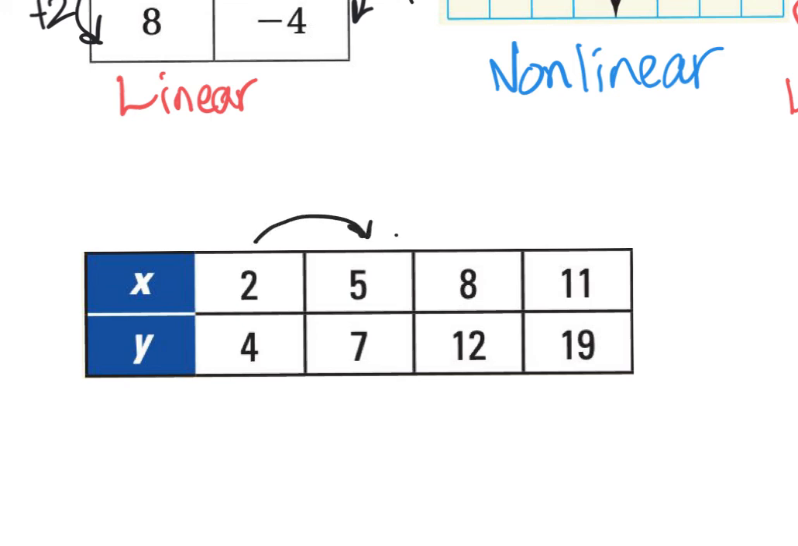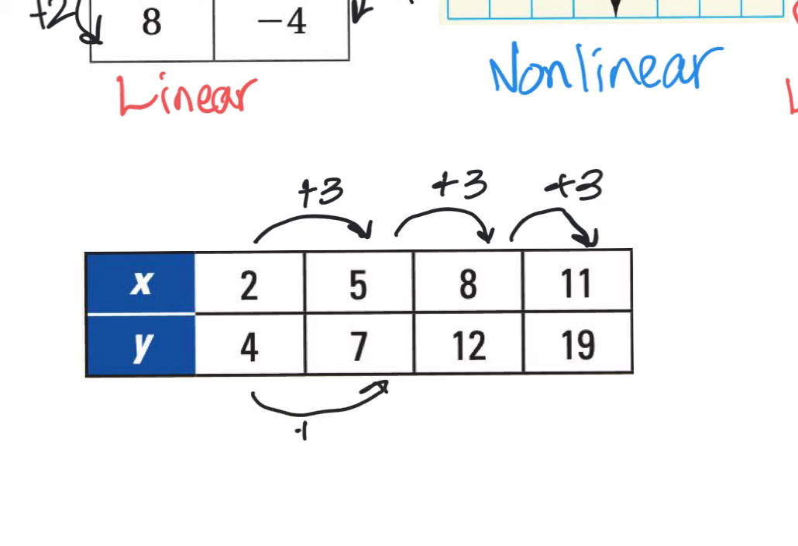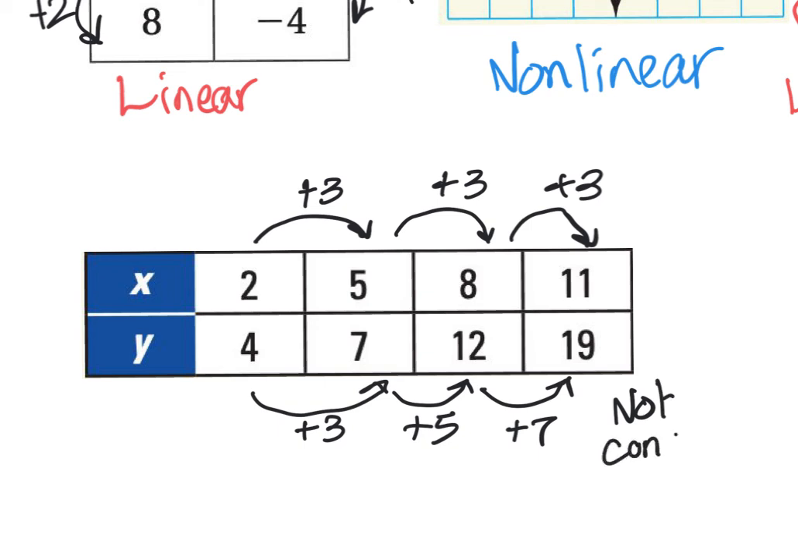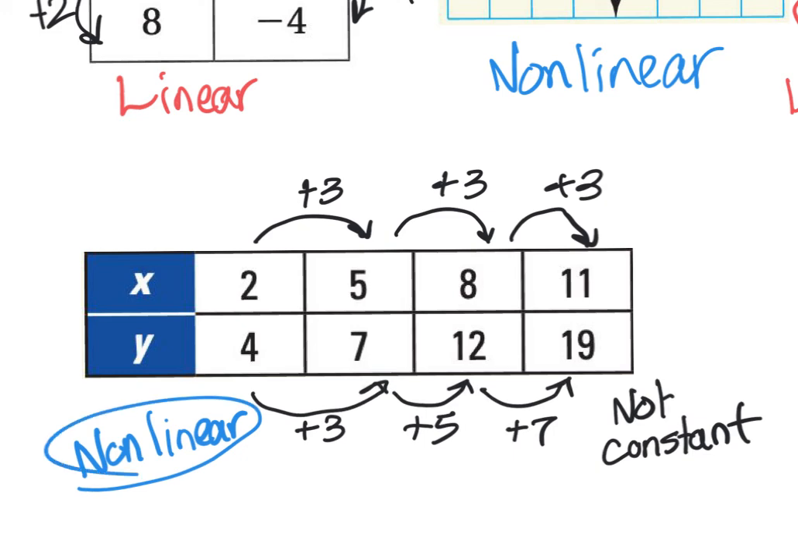So we're going to look for a constant rate of change. We've got to look at every single one of them. So we got plus 3, plus 3, plus 3. All right, on the bottom for y, we've got plus 3 also, then 7 plus 5 is 12, and 12 plus 7 is 19. So this is not constant. Therefore, this table would be a nonlinear relationship. All right, moving on.